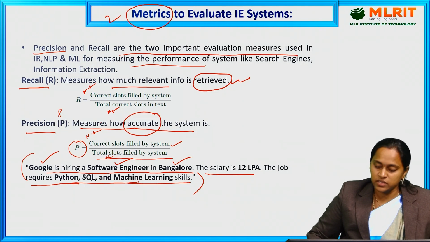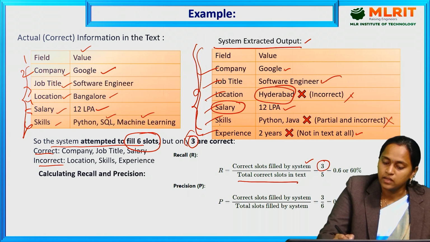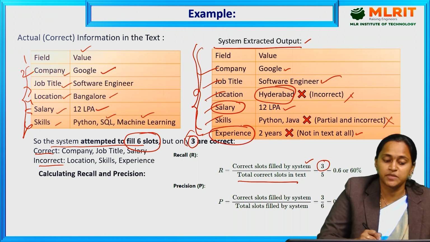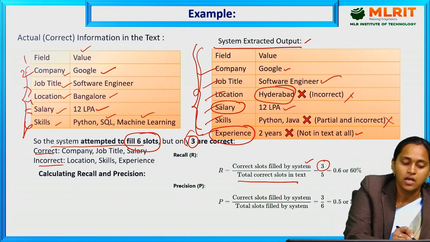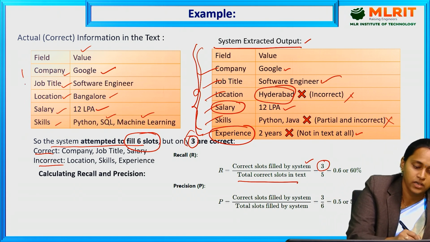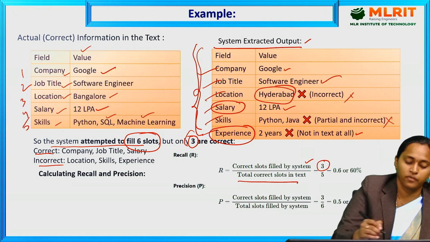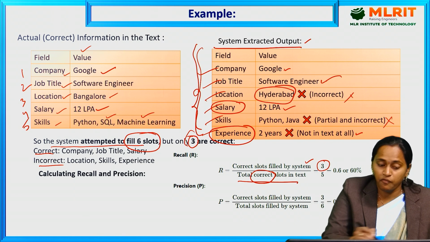The correct slots are only 5. Here it automatically takes the 6, right? 6 experience, it takes the experience. So company, job title, location, salary are some of the 6. 1, 2, 3, 4, 5. The user, that means the correct slots are 5.